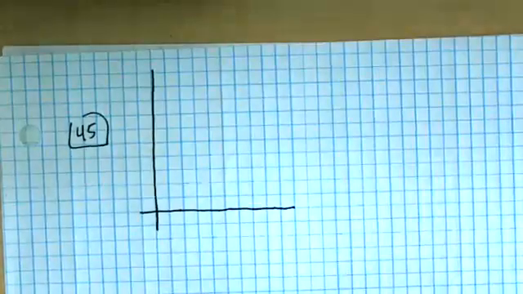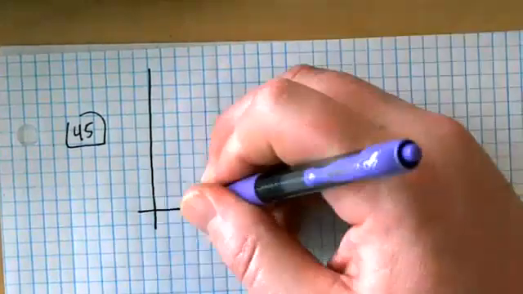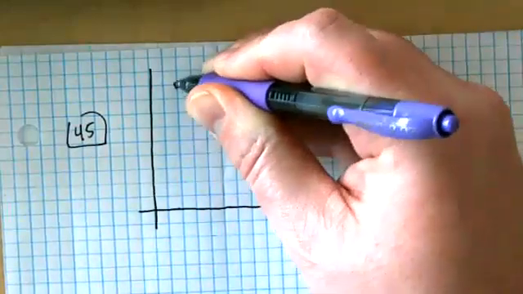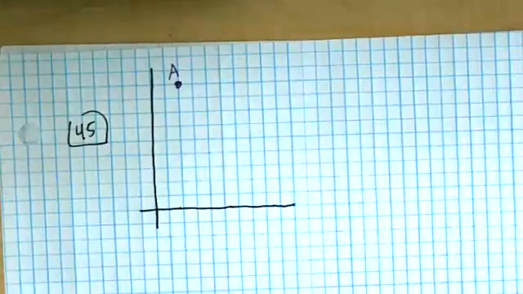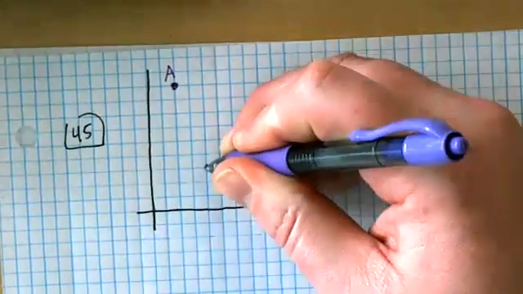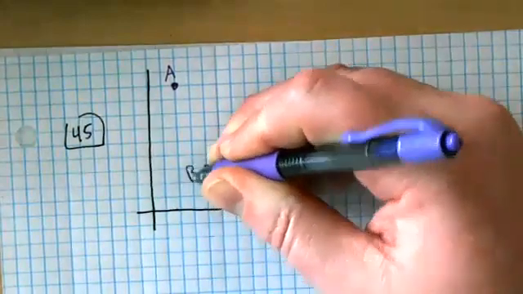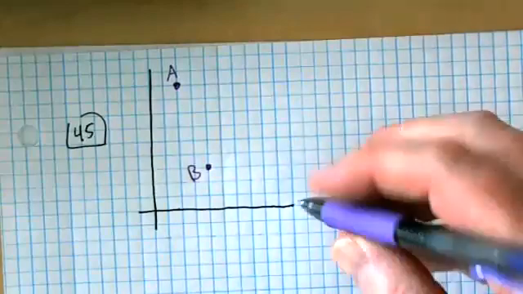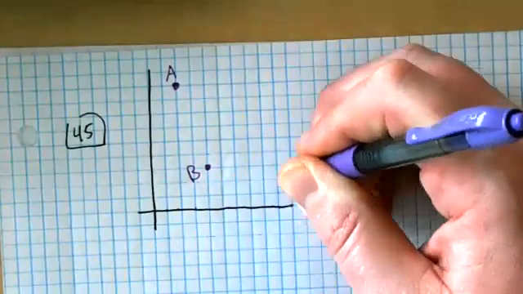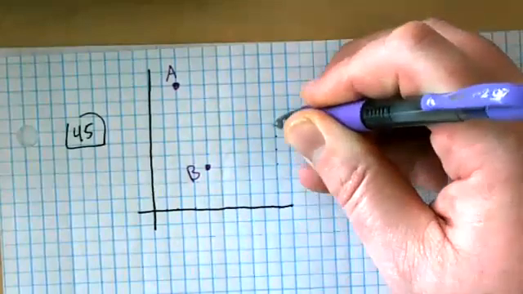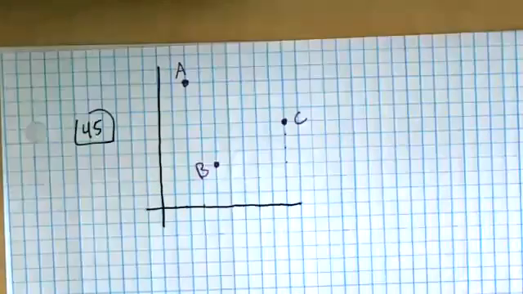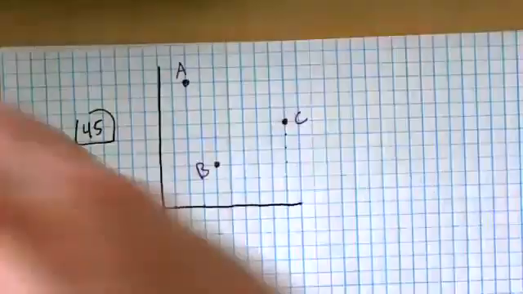So I'm going to graph these 3 points. They say to graph point A, which is at (2, 9). So over 2, up 9: 2, 5, 6, 7, 8, 9. Here's my A point. And then B is at (4, 3): 1, 2, 3, 4, up 3. And C is at (9, 6): 1, 2, 3, 4, 5, 6, 7, 8, 9, then 1, 2, 3, 4, 5, 6. And I'm just going to move this down here.